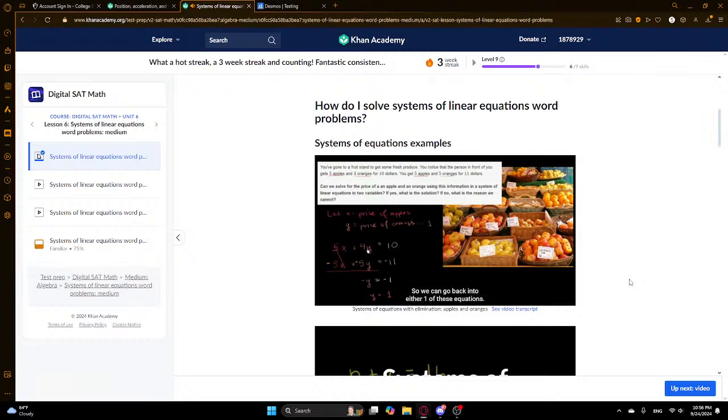So we can go back into either one of these equations. I'll go back into this first one. So 5 times, so let's go to the person in line in front of us.